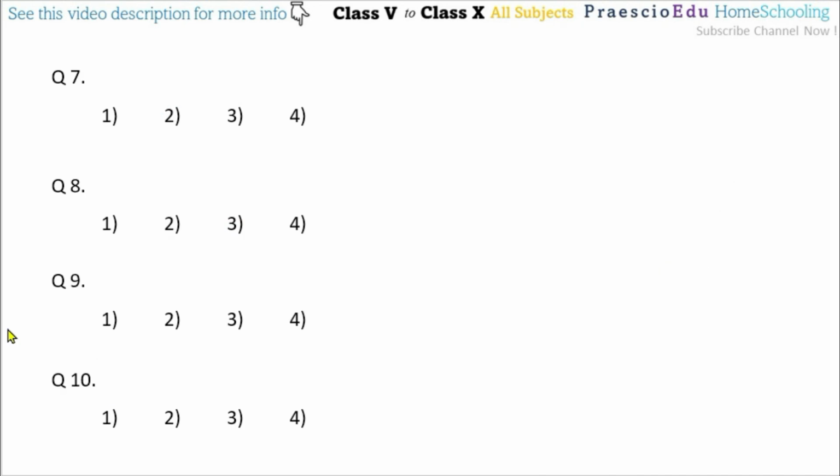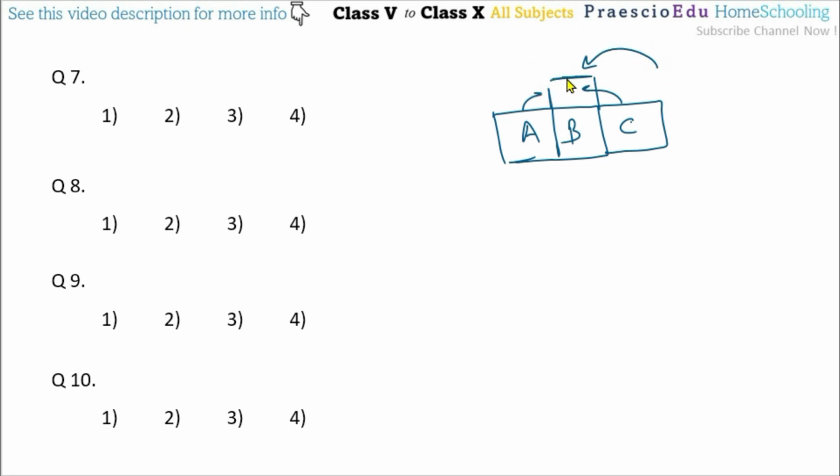Then question number 7: if a cube is formed from the given net, which letter will be on the opposite side of the letter A? If you observe, A has a common fold with B, and B also has a common fold with C. If C and A are turned 90 degrees, A's opposite will be C, and D will be at the back side.